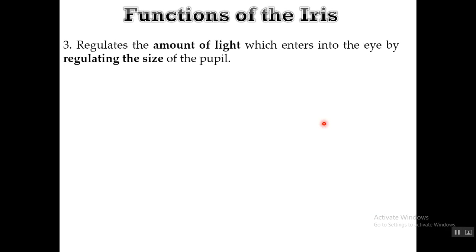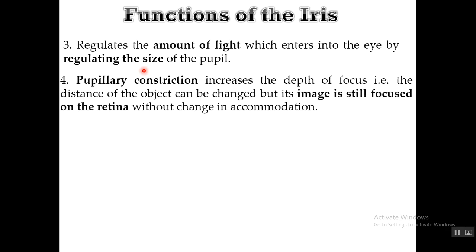Function number 3 of the iris: it regulates the amount of light which enters the eye by regulating the size of the pupil. Also, constriction of the pupil increases what is called the depth of focus. Depth of focus means the distance of the object can be changed, but the image is still focused on the retina without accommodation.